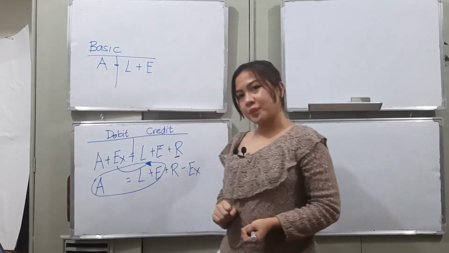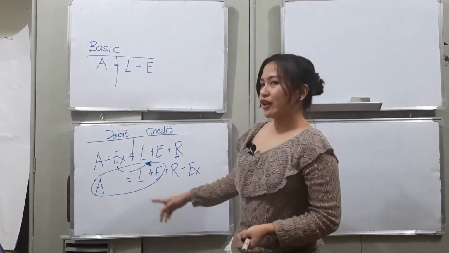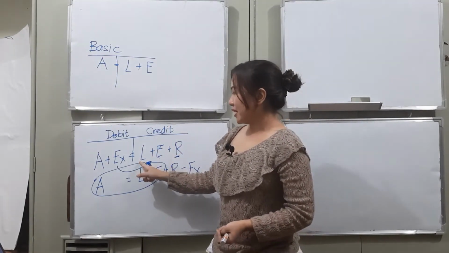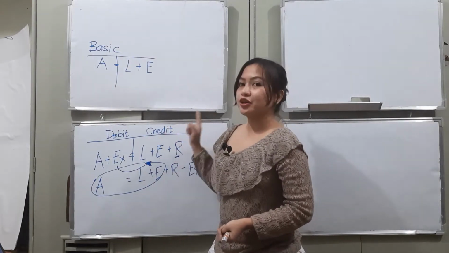Next, notes payable. From the name itself, payable. That is our obligation. So if that is an obligation, it's a liability. Payable. So normal balance is credit.